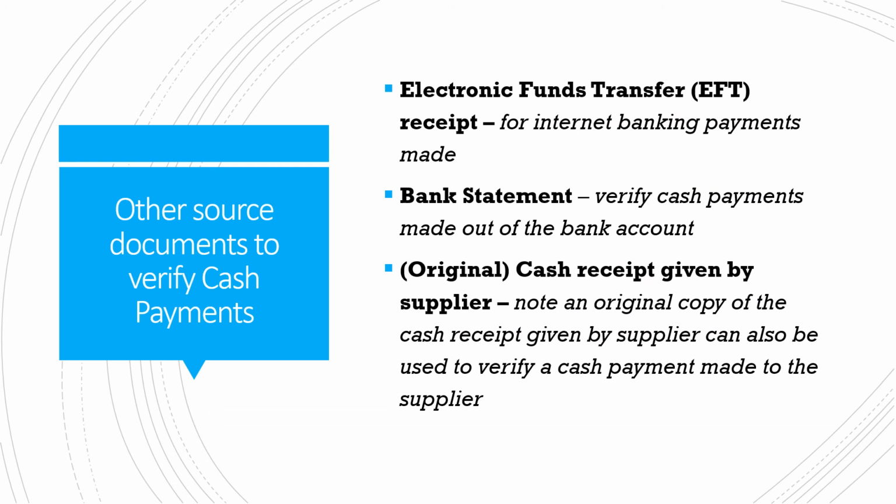Here are other source documents that can be used to verify cash payments. EFT receipts can be used to verify internet banking payments made. The bank statement may also be referred to verify cash payments made out of the bank account. Original cash receipts given by the supplier may also be used to verify a cash payment made to the supplier.